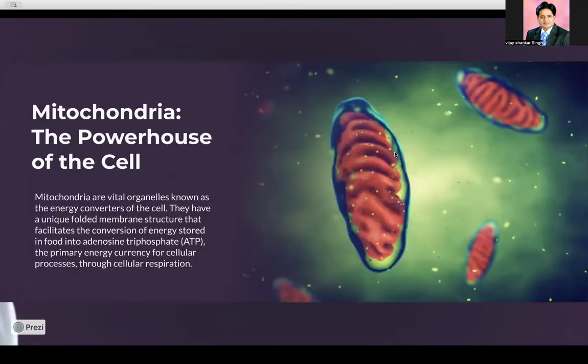Then comes the mitochondria. Mitochondria are the powerhouse of the cell. They are the energy converters of the cell. They have unique folded membrane structures that facilitate the conversion of energy stored in food to ATP, the primary currency for cellular processes, through cellular respiration. So the main function is the conversion of energy stored in food to ATP.